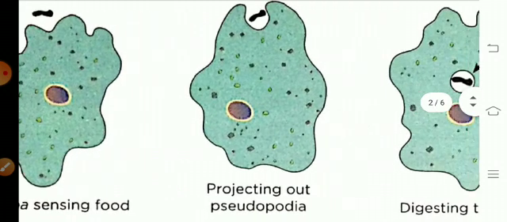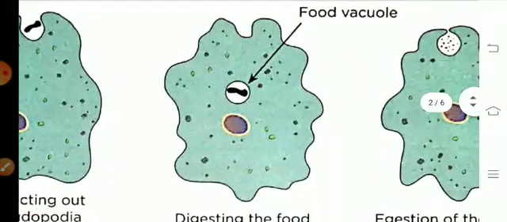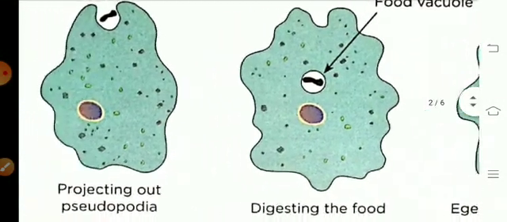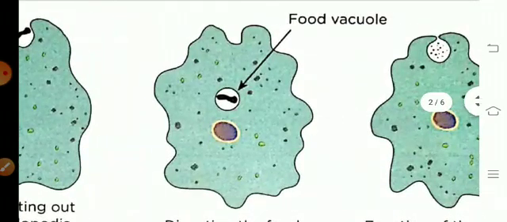Okay, you can see here food vacuole. Okay, in figure number 3, food vacuole. The vacuole stores the food taken in. Some digestive juices are secreted into the food vacuole where the food is digested. The digested food is absorbed from the vacuole into the body.